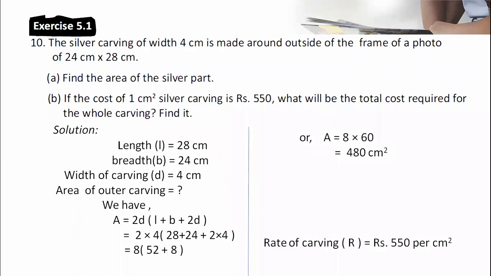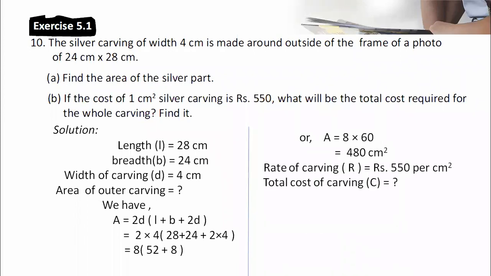Now let's move to question number B. Rate of carving is 550 and total cost of carving we have to find out. We have the formula, total cost of carving is equal to area into rate. Multiply these two. 2,64,000. So its answer is 2,64,000. Is there any confusion in it or any problem? No, sir. So if there is no problem, let's move to the next one.